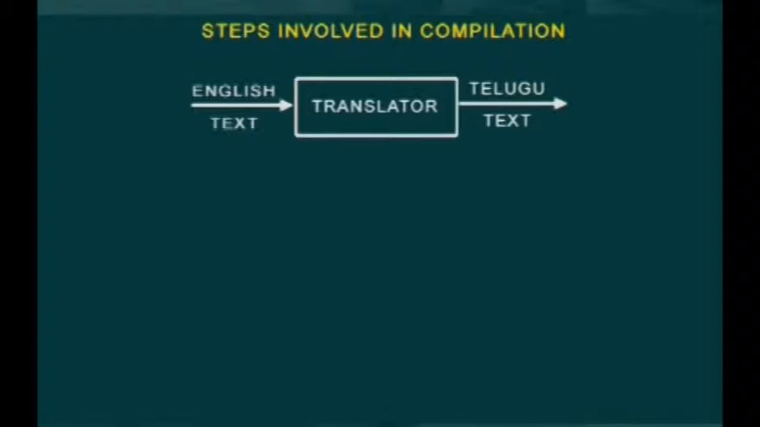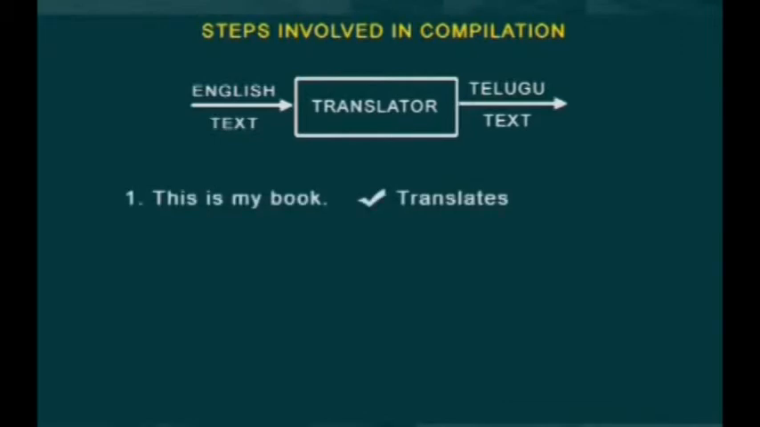To understand the steps involved in the compilation, I have taken an ordinary translator as an example, who translates an English language text into a Telugu language text. The source language is the English language text and he will be translating that into a Telugu language text. To understand the process of translation, I have given the translator the following sentence. Please note down. Sentence 1: this is my book.